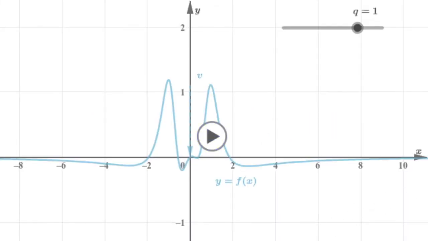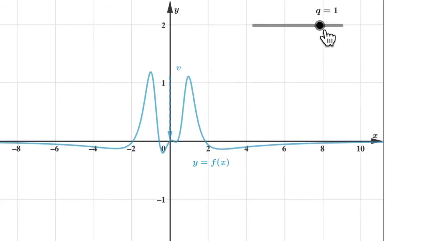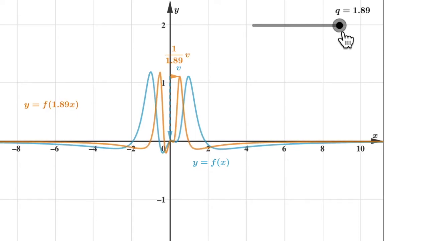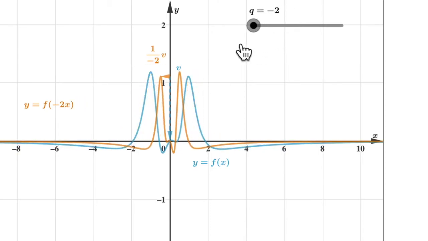Now, if we look at our horizontal stretch, we have to be more careful about this, because let's take a look. When we're increasing, let's say we keep q as 2, we can see that the graph has stretched horizontally by 1 over 2. So it stretches by a reciprocal scale factor. So let's say we keep it -2, it's going to stretch by -1/2.